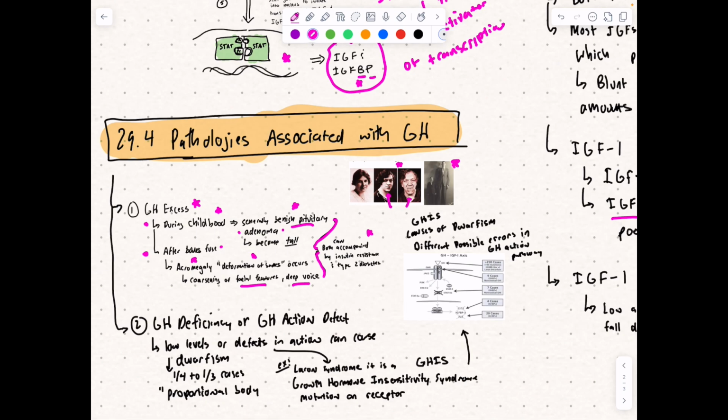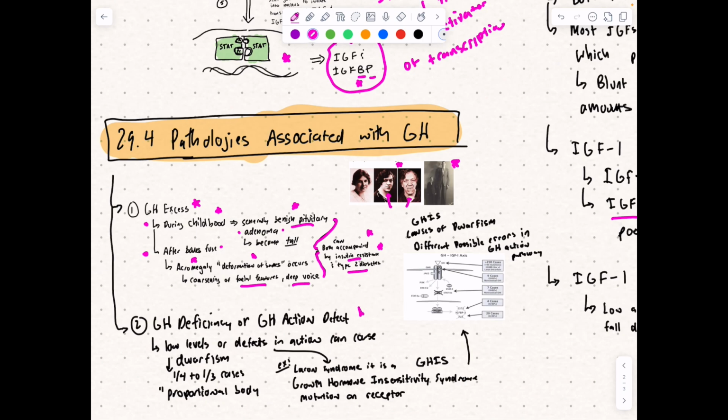Excess growth hormone is going to give you excess insulin-like growth factor. And that excess insulin-like growth factor can bind to insulin receptors, so you're going to get insulin resistance. As a result, it can be accompanied by insulin resistance, and by type 2 diabetes.